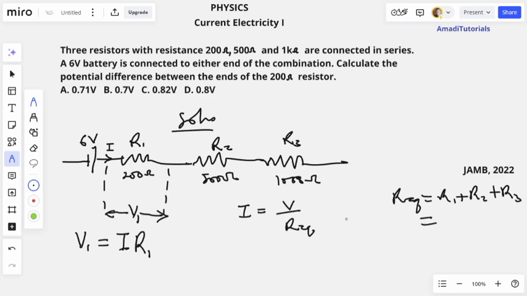If you add that together, 200 plus 500, that's 700, plus 1,000, that's 1,700 ohms. That's the equivalent resistance. So the current we are looking for, I equals V over R, is 6 over 1,700. If you do this, it will give you 0 point something of that nature, and that would be in amps. But I wouldn't want to reduce this to decimal yet, so 6/1700 amps.